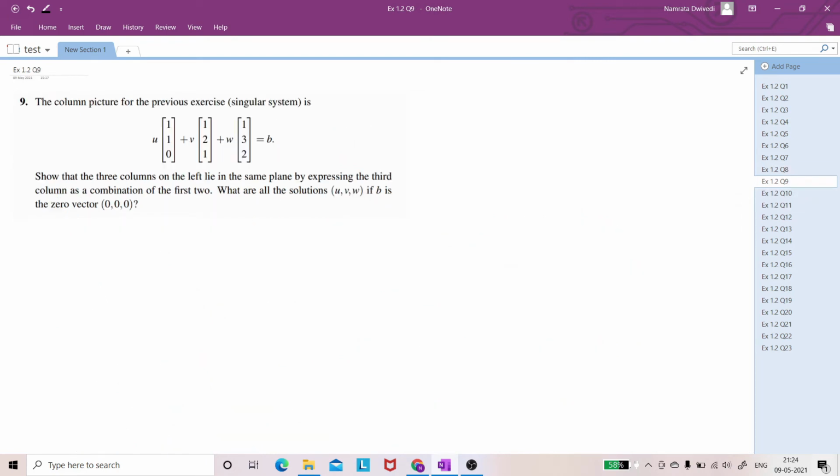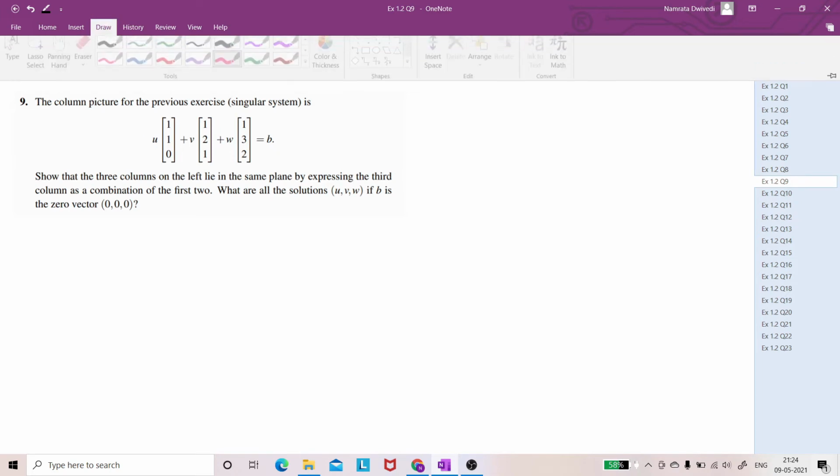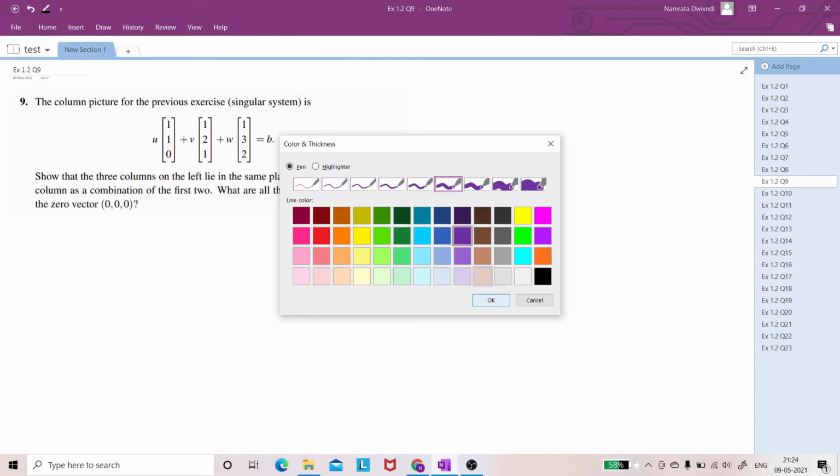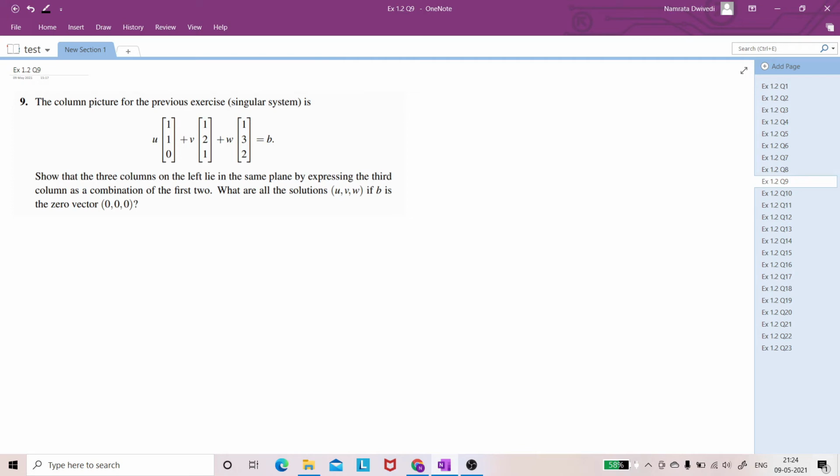Now let's go to question number 9. So now let's start with question number 9. On the column picture for the previous exercise, the singular system is this. Show that the 3 columns on the left lie in the same plane by expressing the third column as a combination of the first two. And what are all the combinations if b is a 0 vector? So let's first consider the column picture.